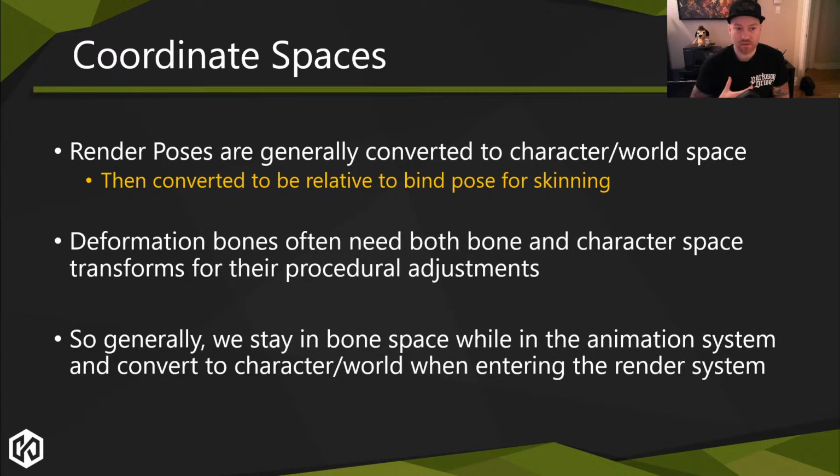So when we create the render pose, as I said, the deformation bones need both stuff in bone space as well as in character space or world space. So generally what ends up happening is you work fundamentally in character and bone space. You do all your procedural generation for the deformation bones, you calculate everything, and then you apply the world transform, put it into world space, and then you probably do another step relative to your skinning algorithm, what you need to do to submit that to the renderer. For LBS, it's converted relative to bind pose and then sent down the pipe.